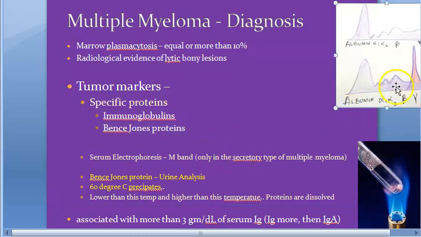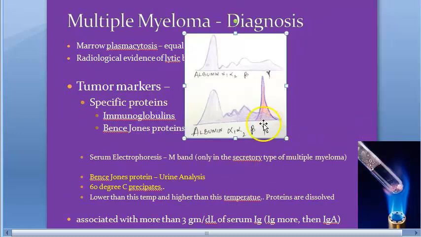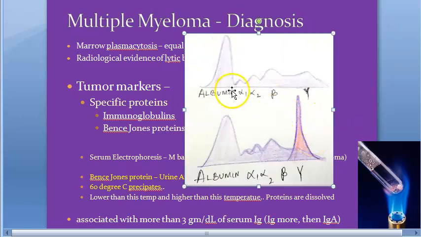Let us see how we will identify these. Immunoglobulins, actually this is the serum electrophoresis. So in the blood you can see albumin, alpha 1 globulins, alpha 2 globulins, beta globulins, and gamma. This is how it normally looks, but here you can see an M band. There is an increase in the gamma globulins, correct? This is serum electrophoresis, this is the M band.